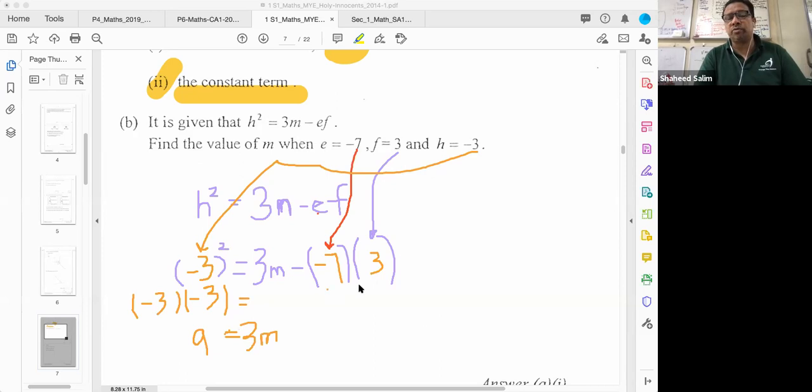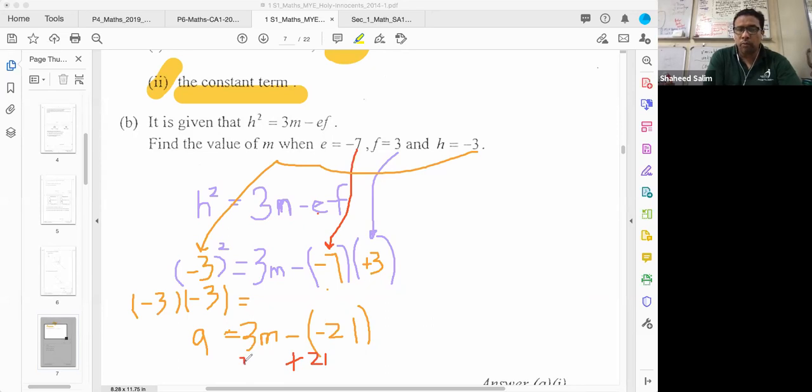7 times -7 times 3. 7 times 3, 21. Okay. Minus times plus is minus. So we leave the minus like that. Minus times this is plus, right? Equals to minus. Then you go further on 9. Now minus becomes plus. You get it? Minus becomes plus down here. So 3m plus 21.